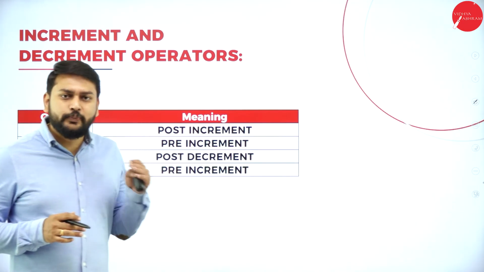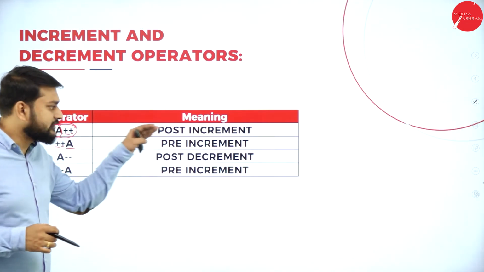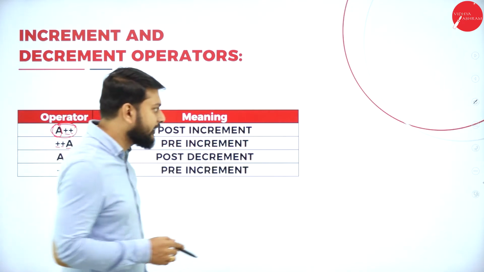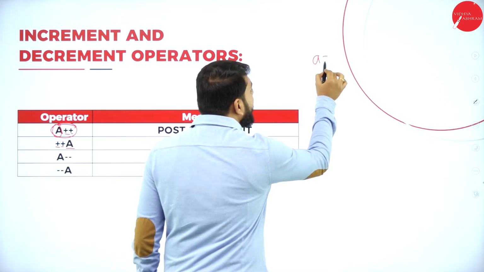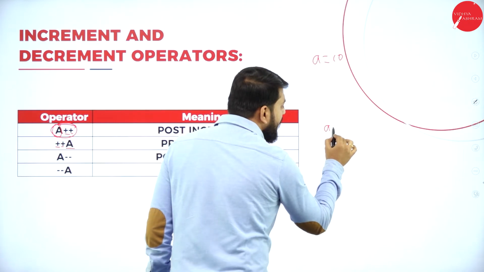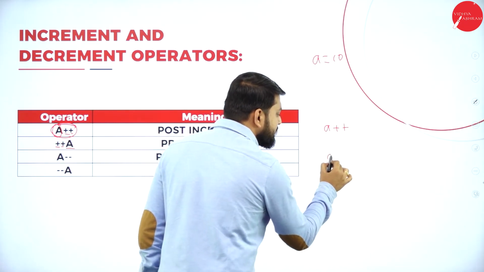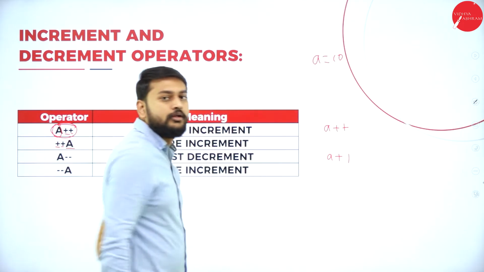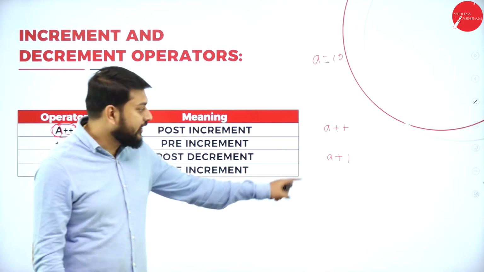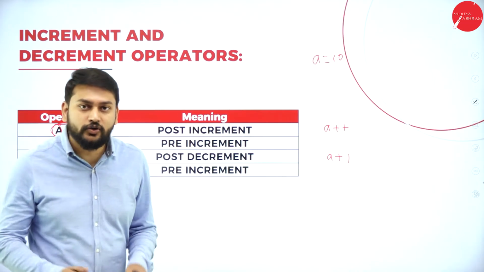What exactly are this pre and post? Before that, let's understand increment first. What exactly is increment all about? Imagine I have A is equal to 10. So I will write A plus plus. What is the meaning of A plus plus? A plus plus in the sense A plus 1. That is what you need to remember.